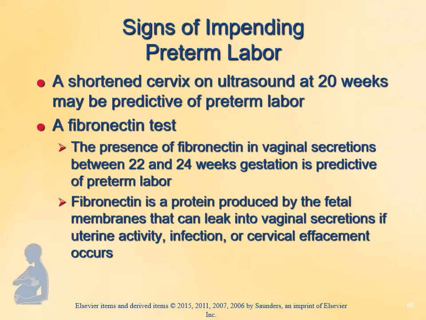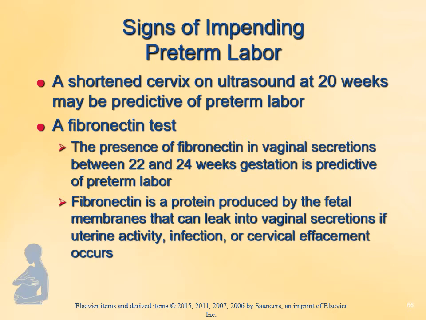Some signs that premature labor might be impending could be found when they look at the cervical length, usually around 20 weeks gestation. Patients who are at high risk for developing preterm labor have a shorter cervix. So that cervix has already started to efface and get thinner. And the patients that have that happen around 20 weeks or even prior to that are at high risk for delivering early.